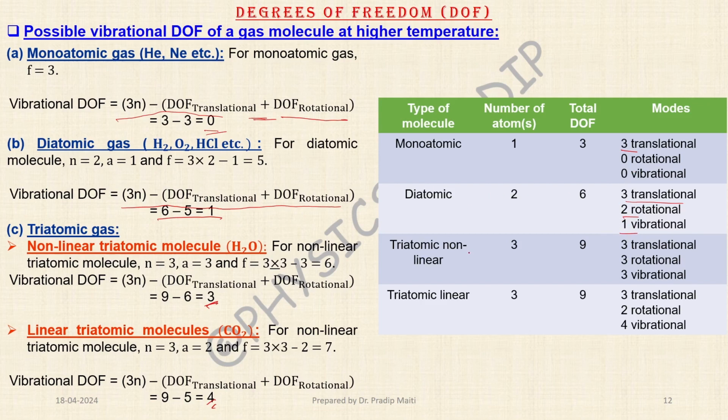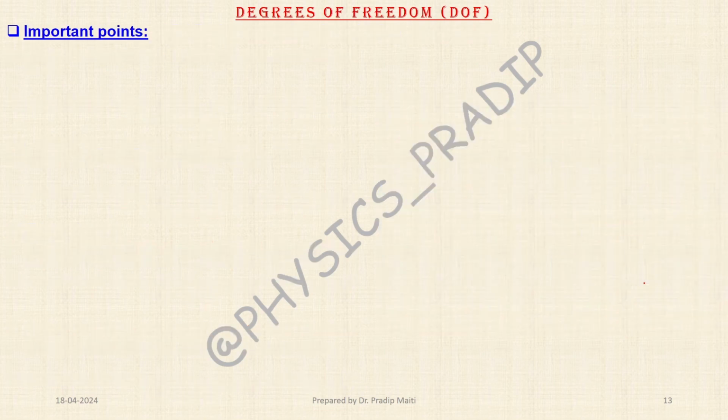So in case of triatomic nonlinear gas, it has a total of 9 degrees of freedom, and the degrees of freedom will be distributed like this: 3 translational, 3 rotational and 3 vibrational. Triatomic linear also has 3 atoms, and total degrees of freedom is 9, and it has 3 translational degrees of freedom, 2 rotational degrees of freedom and 4 vibrational degrees of freedom. So remember this table, it is very important.